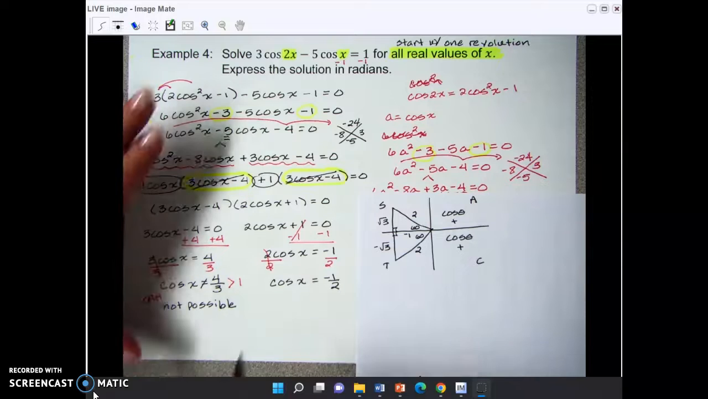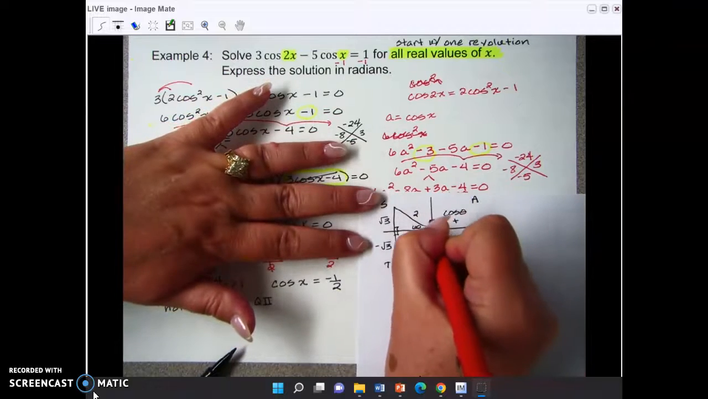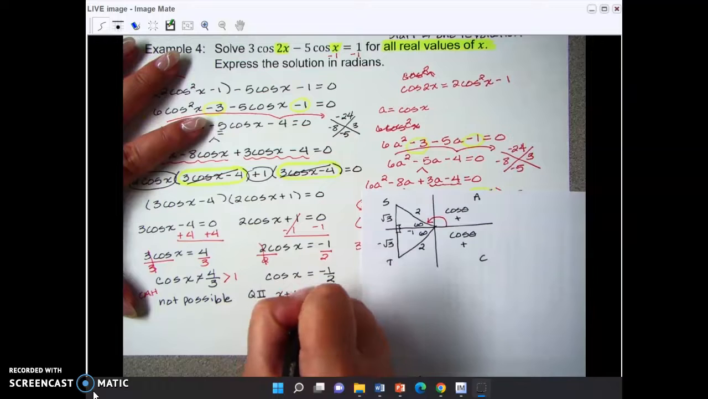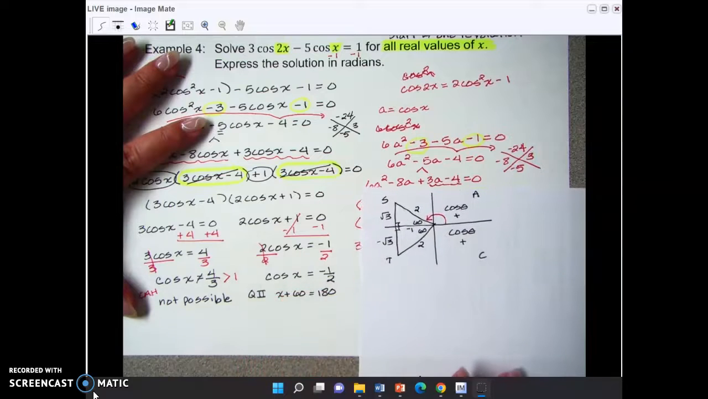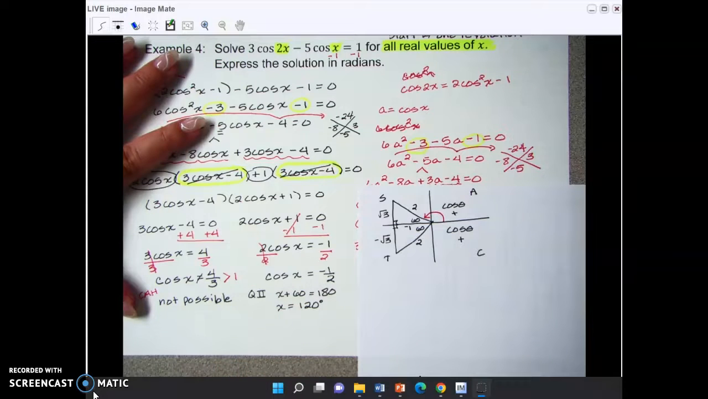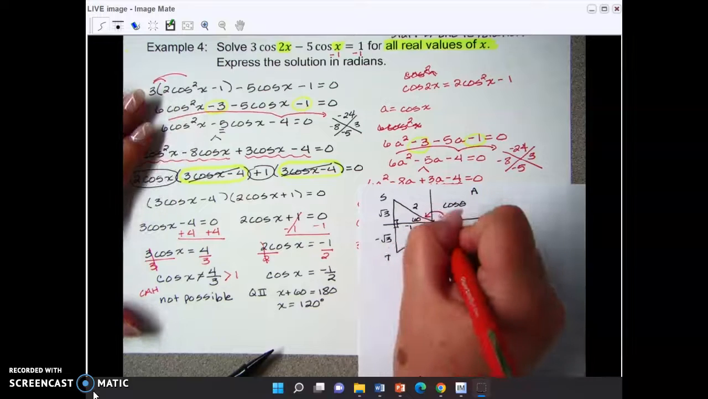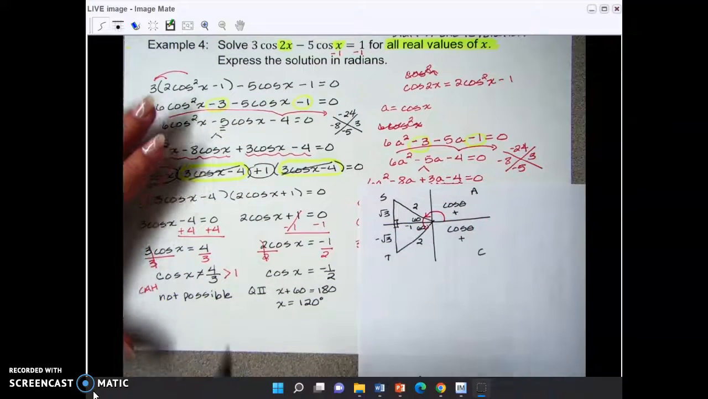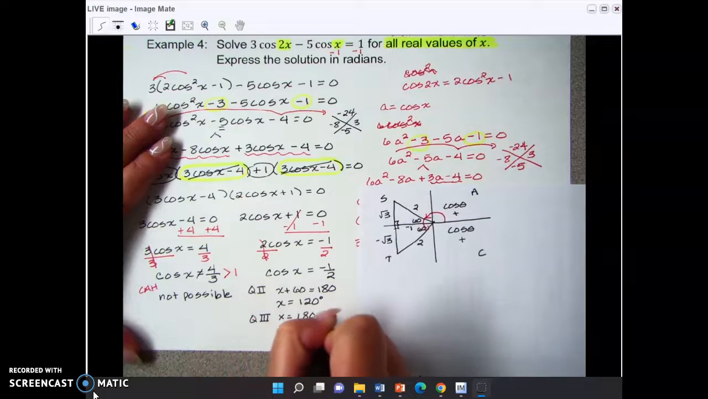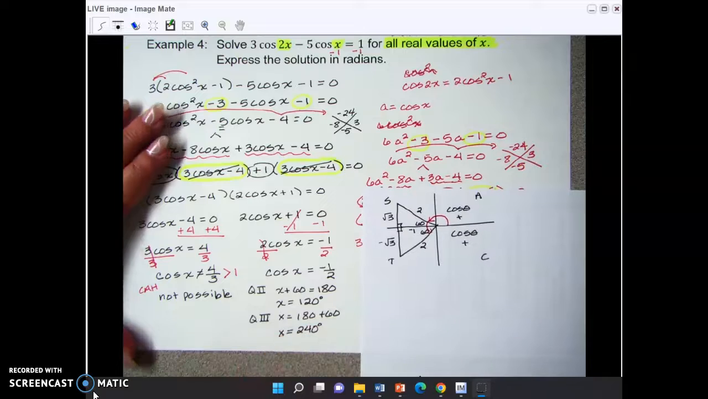So if we're talking about a quadrant 2 answer, that's going to be this angle in standard position. So we're saying x plus 60 gives me 180, meaning my angle value plus 60 gives me 180. So that makes x equal to 120 degrees. I'm going to come back to that in a second. And then in my third quadrant, that's going to be 180 plus 60. So quadrant 3, x is equal to 180 plus 60, which puts us into 240 degrees. Okay.